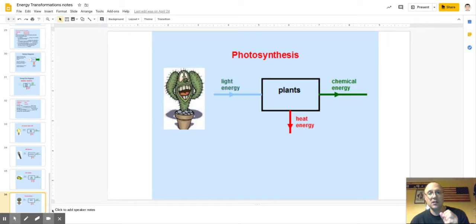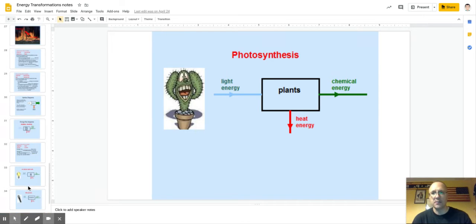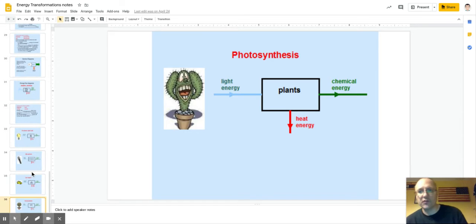And then a plant, even though a plant is not a synthetic device, which is a product that people produce, a plant is a natural device. It's still a device that consumes energy. Light energy goes in, chemical energy comes out. That's the plant parts, and plants do give off heat energy as well in that process. Even though light energy contains heat energy, it's still given off in that type of thing. So that is the energy transformations.